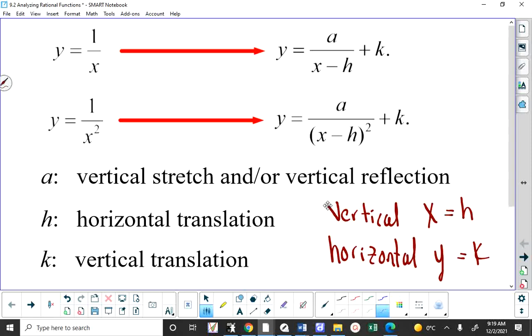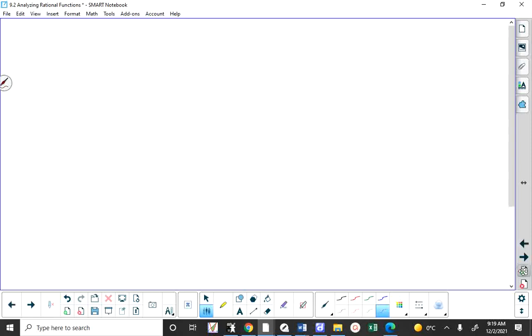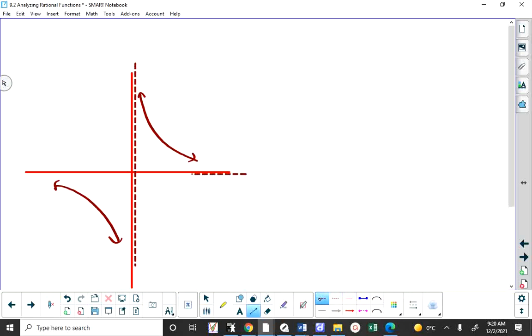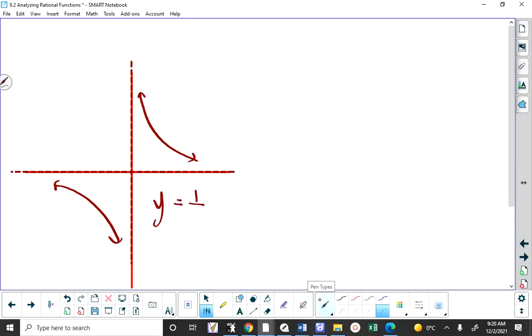I mean, generally speaking, you need to know what each of these two graphs looks like. Y equals 1 over x. There's actually a name for it. It's called a hyperbola. Y equals 1 over x looks like this. Again, the asymptotes are on the axes. So you have a vertical asymptote here and a horizontal asymptote here. That's y equals 1 over x.